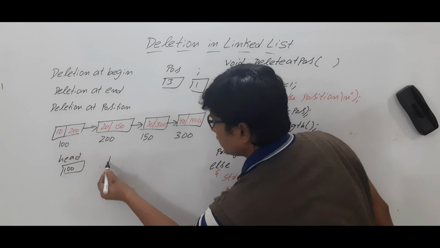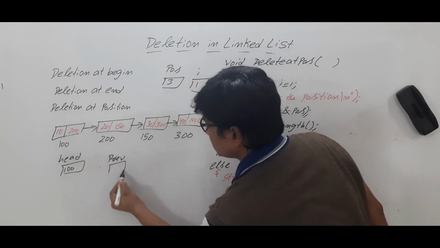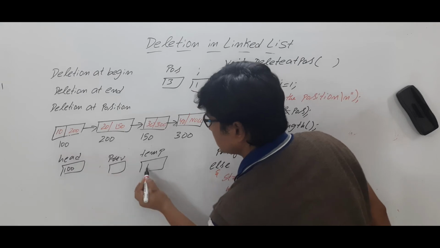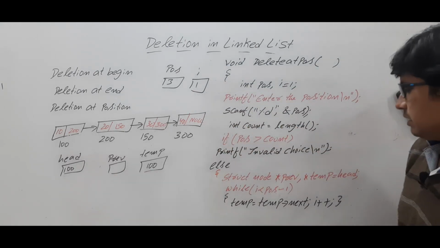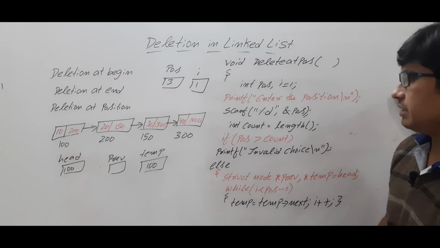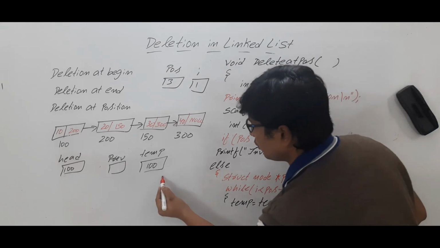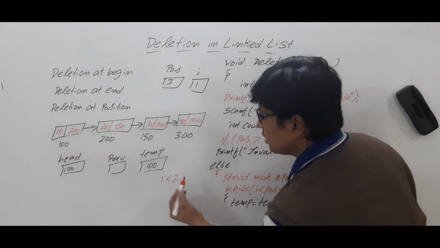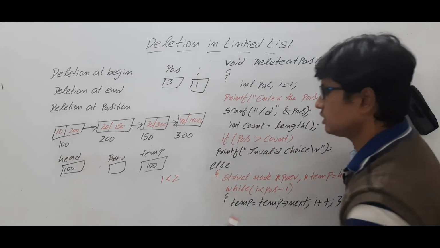You have declared two variables called previous and temp. You made temp equal to head, which is 100. Now look here: i less than position minus 1. What is the i value? 1. 1 is less than position minus 1, which is 3 minus 1, 2. 1 is less than 2. Yes, this condition is true.